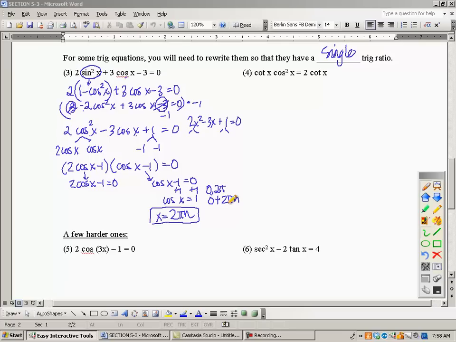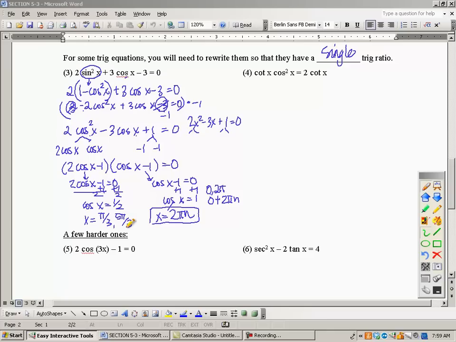And the reason I added 2 pi n, again, is the period of cosine is 2 pi. So I look at the second one, and I add 1, and I basically divide by 2. The cosine of x is 1/2. So where is the cosine 1/2? 1/2 is the x value. So it happens at pi over 3 or 60 degrees, and then cosine is also positive in the fourth quadrant, so 5 pi over 3.